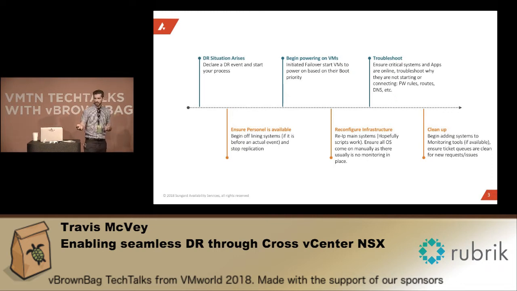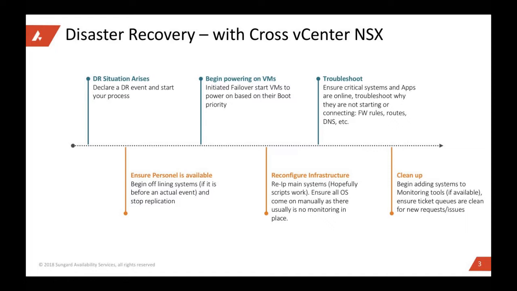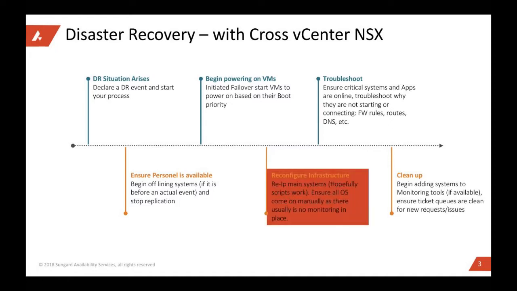So now we have this cross vCenter NSX, and how does that really solve any of these problems for us, right? That's why we're here. Well, DR's going to arise. That's not going to change. I'm still going to ensure everybody's available online so I can still do my power off and replication settings, because the app came up, right? That wasn't the problem. The problem was the infrastructure reconfiguring and how much troubleshooting I'm going to have to do.